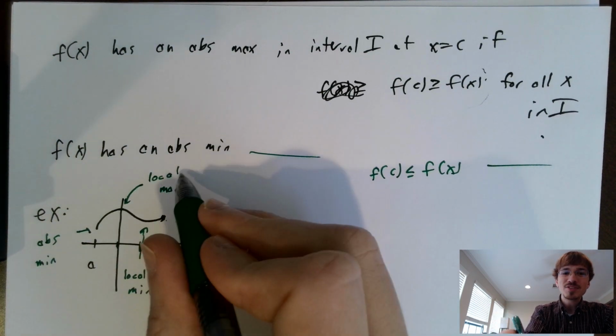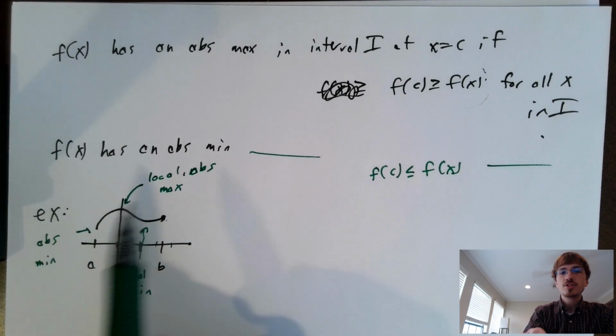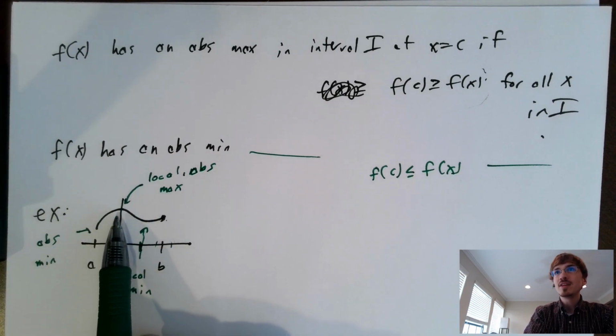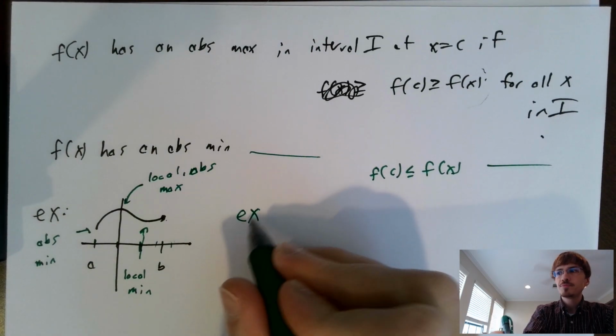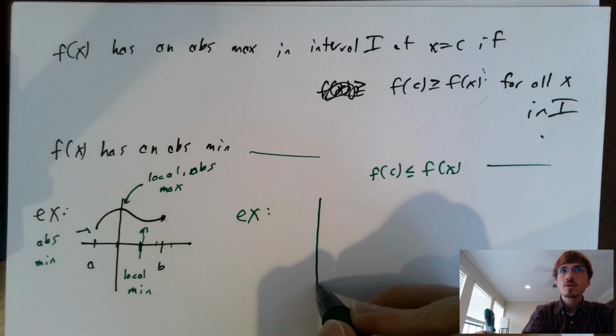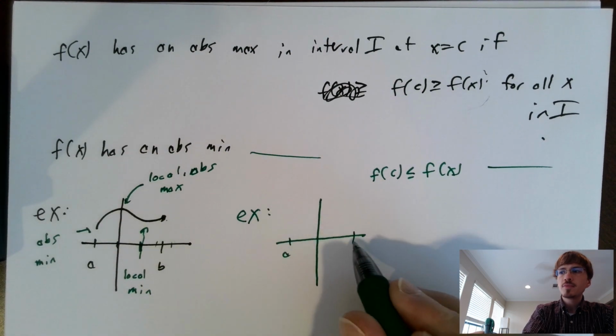And here it looks like we have a local and an absolute maximum. So this mound here gives us the local maximum because it's king of a mountain, but it's also the largest function value on the entire interval. Let's do another example. Here's A, here's B.